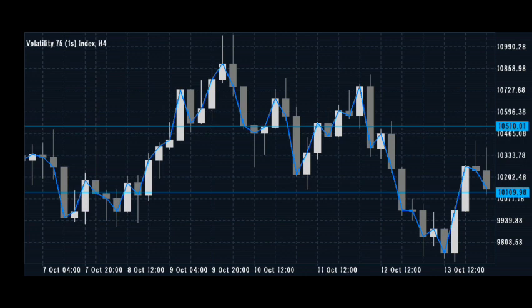This strategy you can use to trade anything as long as it has candlesticks and it has good price action. You can use it to trade anything. You can use it to trade boom and crash. You can use it to trade volatility. You can use it to trade step index. Just any single thing.